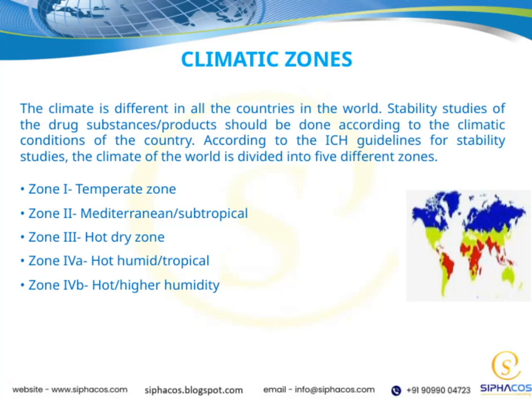The climate varies significantly across different countries around the world. Because of these differences, it's essential that stability studies for drug substances and products are conducted in accordance with the specific climatic conditions of each country. According to the ICH guidelines, the global climate is categorized into 5 distinct zones to help guide these stability studies.